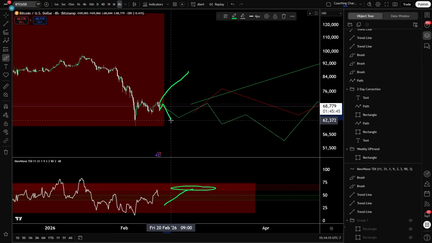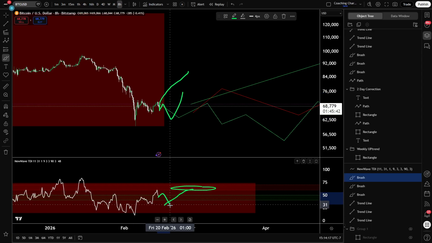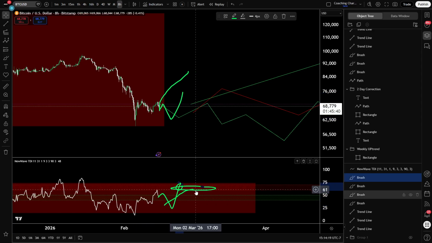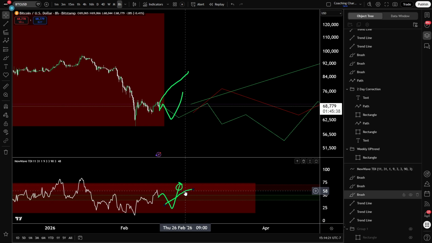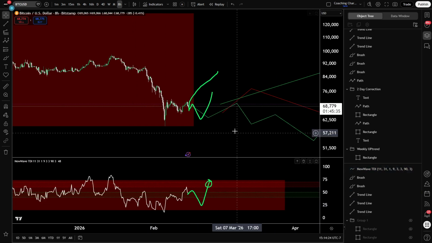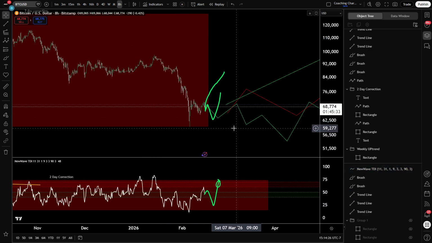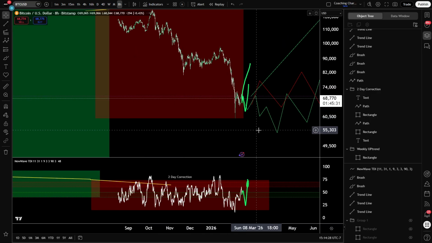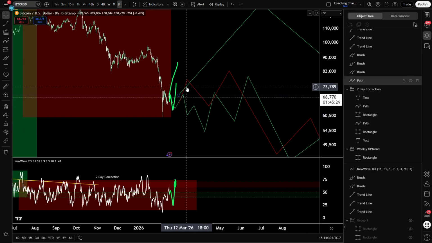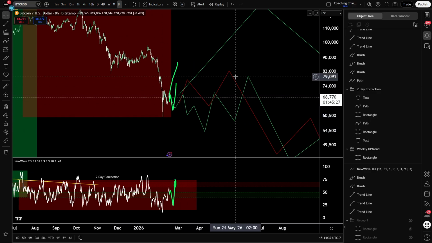So maybe I get another pullback here, another leg up, and the TDI does something like this, where we land right into that 60-70 pocket again, and I'm looking for this to downtrend on an 8 hour time frame here. Now that would be the first leg that would be creating our larger 2 day correction.